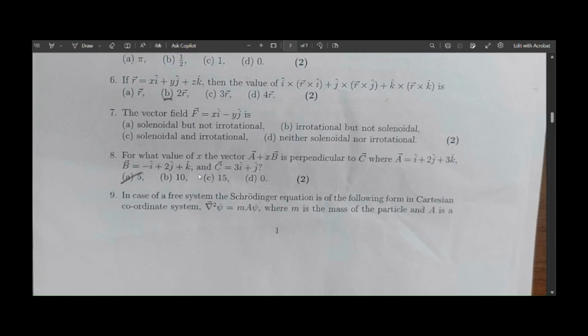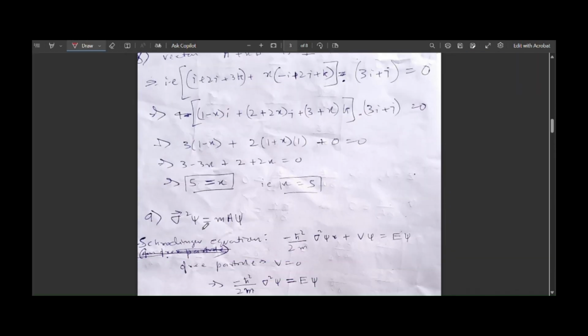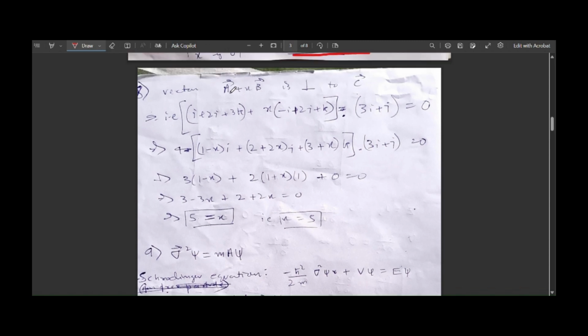Now look at question number 8. For what value of x is the vector a plus xb perpendicular to c, where a is i plus 2j plus 3k, b is given and c is also given. So here vector a plus xb is perpendicular to c. Just expand, just put the values of a and b in this term.